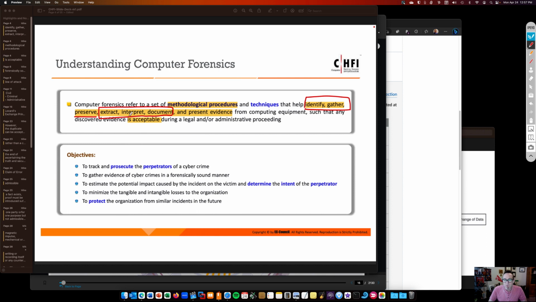Interpret, that could be a hard one. This is where I might interpret something different than you would. But in any case, interpret and document. A very important process is documenting. A lot of notes. Keep very sound notes: what you ran, what version of tool you ran, when you ran it, what the results were. Because when you go to present evidence, the gap here could be a long time.